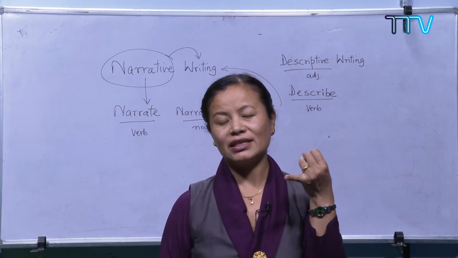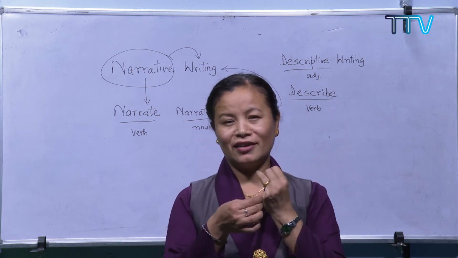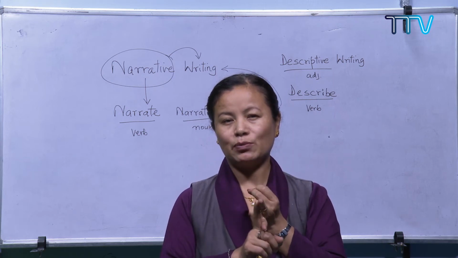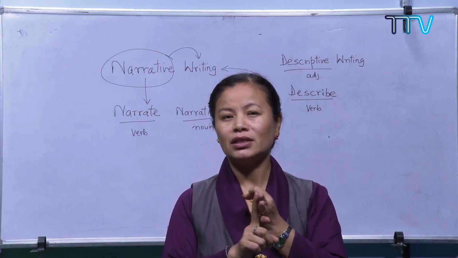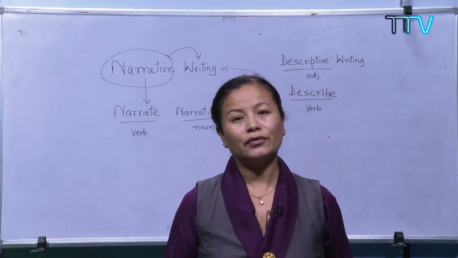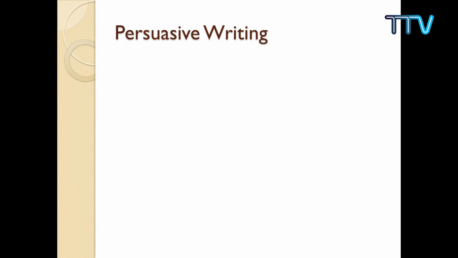So how many types of writing did we cover so far? Right, the first one was narrative writing, the second one was expository writing, and the third one, yes, descriptive writing. Okay, so let's look at the fourth one. Persuasive writing.